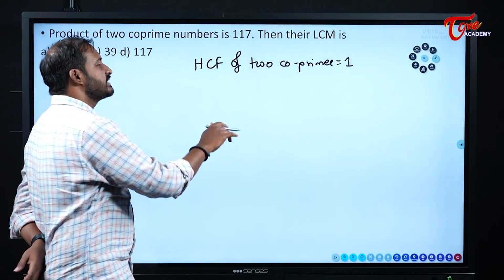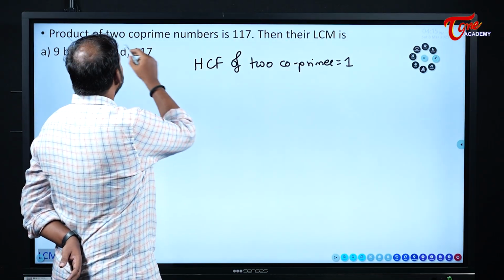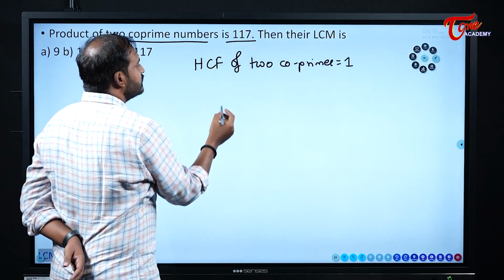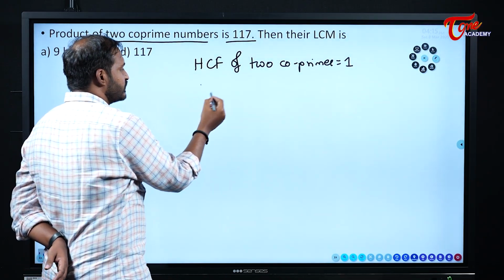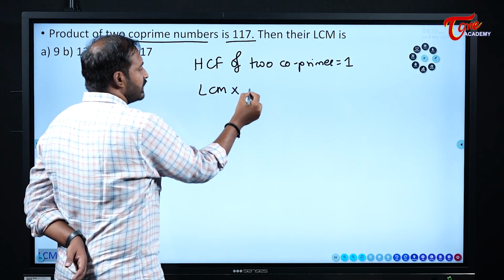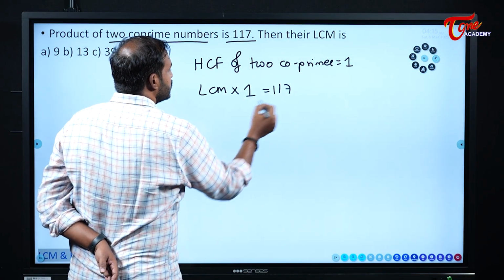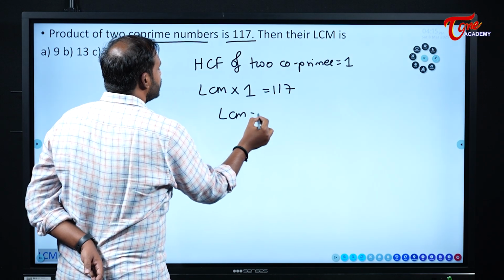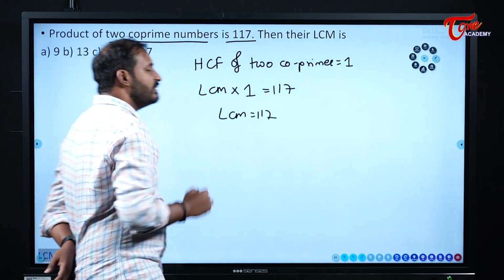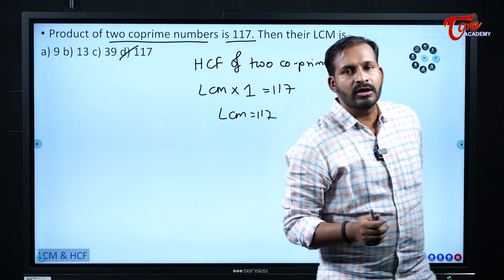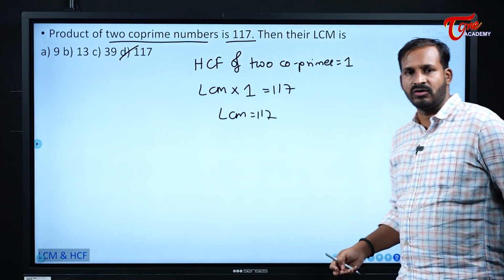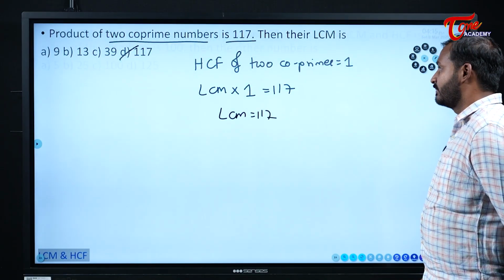So we will take the same thing. Product of two co-prime numbers, 117, is equal to product of their LCM and HCF. So LCM into 1. Why? Because their HCF is obviously 1. That is equal to 117. So what happens to our LCM here? Our LCM will be 117. If you know the concept, it becomes very easy for us to solve the problems. If not, it takes some time.